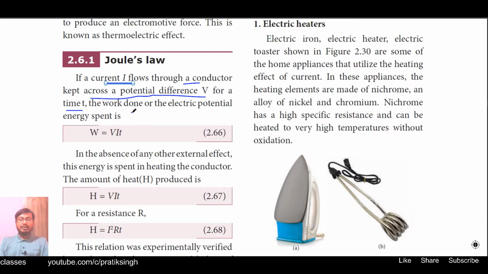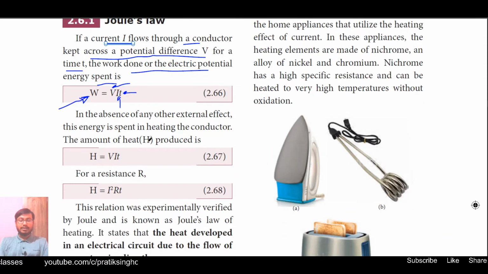Then the work done, or the electric potential energy spent, is given by W = VIt. That is potential difference multiplied by current multiplied by the time for which the current has flowed in the conductor. In the absence of any other external effect, this energy is spent in heating the conductor. This much energy will be converted into heat and dissipated from the conducting material, which may be a wire, a water heater, or any external load.